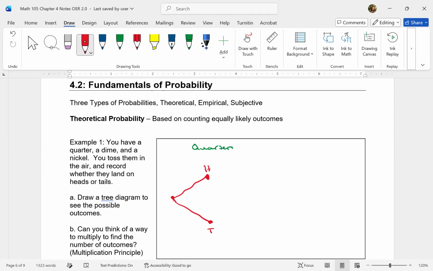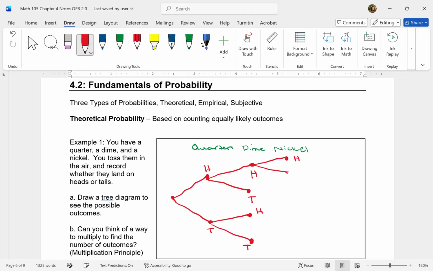Okay, if we get heads or tails for quarters, that would be the same case for dimes. If we flip the dime, we either get heads or tails, and that's for each possibility for quarters. So we can get heads or tails. And then same down here. We can get heads or tails. And then for the nickel, same thing: heads or tails.